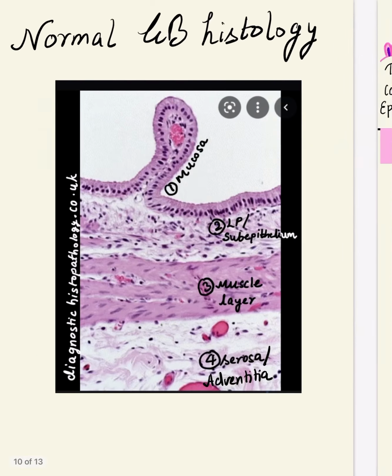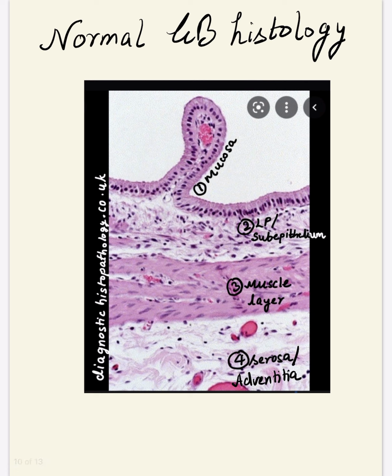When we see a normal gallbladder, it is a pear-shaped organ, and if you take a section from the wall of the gallbladder, from inside to outside, the first layer is the mucosa, and then the second layer is the connective tissue present in the subepithelial layer, also known as lamina propria. Then the third layer will be the muscle layer, which is composed of smooth muscle cells, and the fourth layer is the serosa or adventitia.